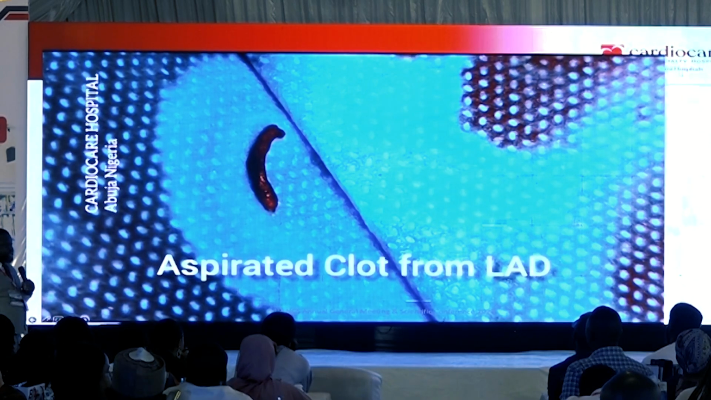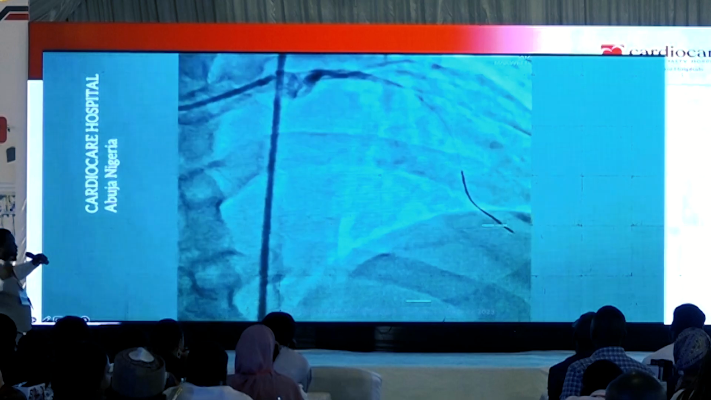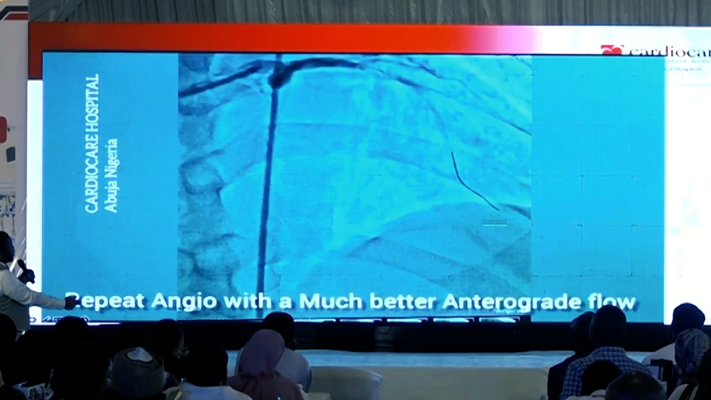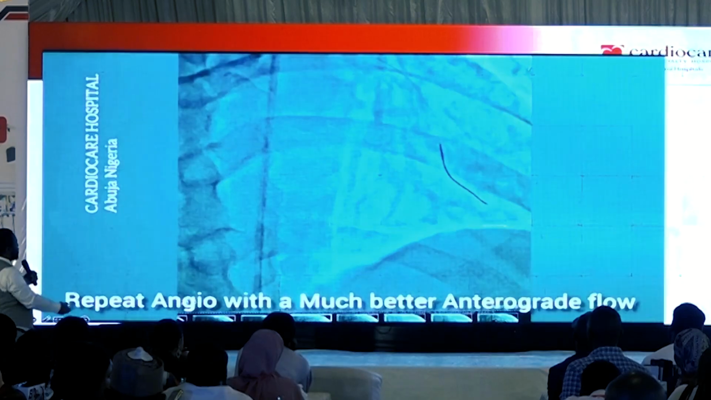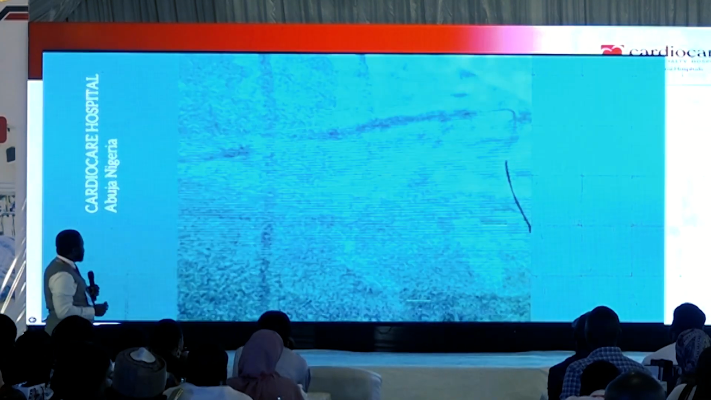This is the clot we aspirated from the LAD at the time. It's expanded, it's not as big as that because I expanded it. So now we can see blood flow. Can we see the blood vessel showing a little bit more? Before it was not showing at all. So now we're still not happy with this. We could get a better one. So what do we do next?